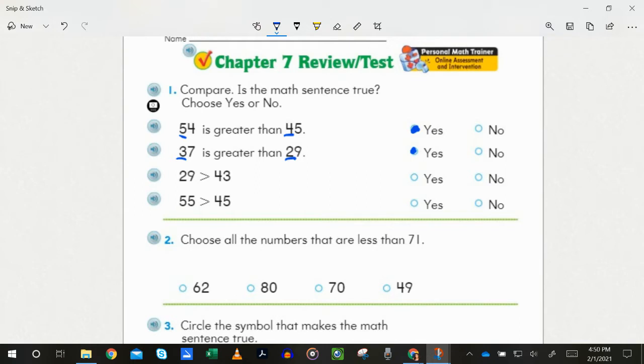Next, we have 29 is greater than 43. Yes or no? That one is no. We have 2 tens and 4 tens. My crocodile is going to want to eat the greater number. We're going to go for the 4 tens. Finally we have 55 is greater than 45. Yes or no? That one is also yes. We have 5 tens and we have 4 tens. 5 is greater than 4, so that is where we can stop. We don't have to look at the ones.